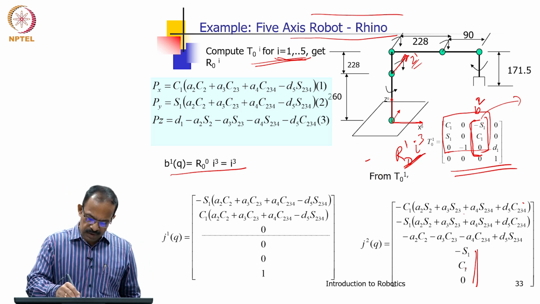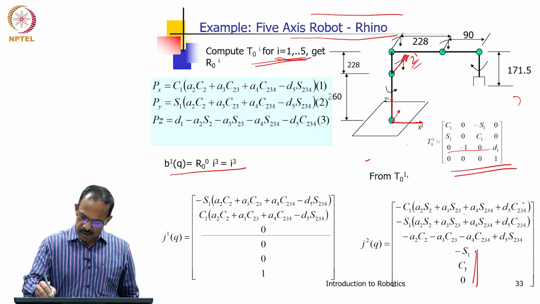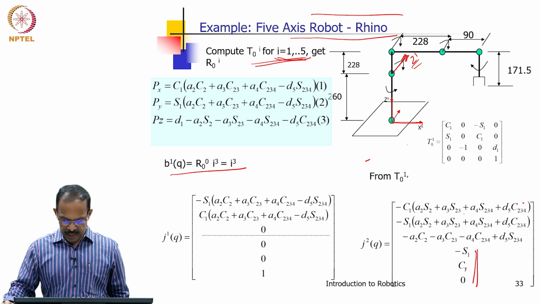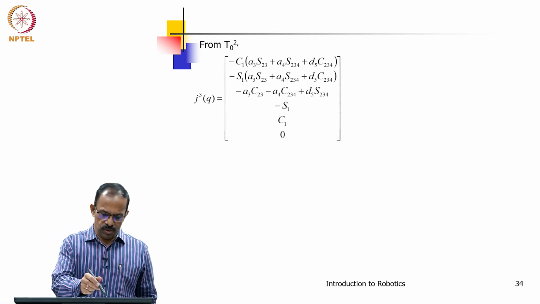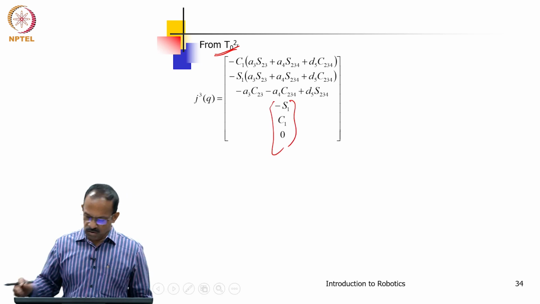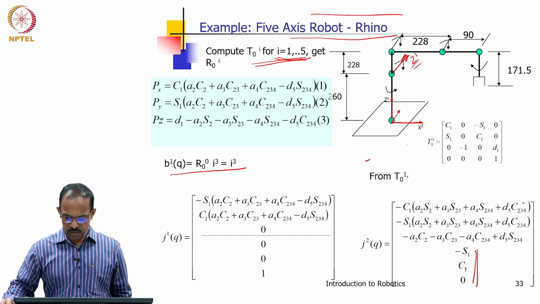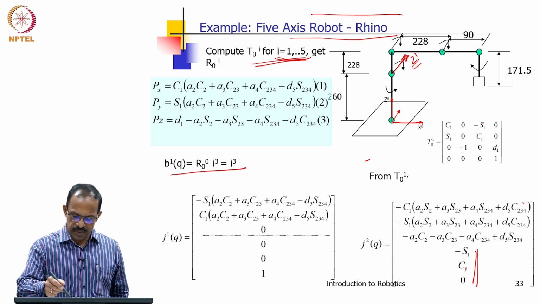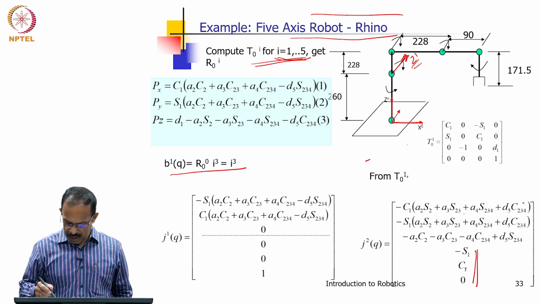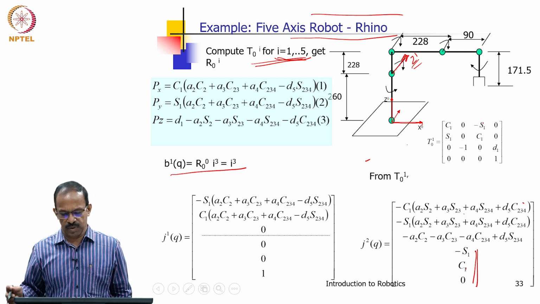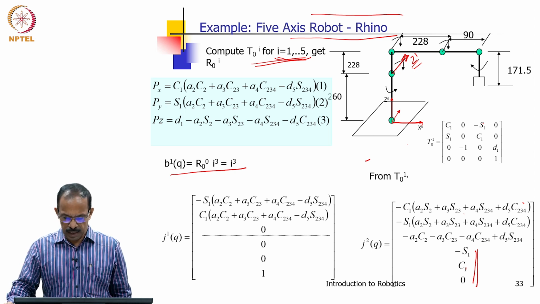The same will be repeated for B3, B4, B5. So, we took T01, now take T02. From T02 you will be getting minus S1 C1 0. You can see that this one is minus S1 C1 0, and the next one also will be minus S1 C1 0, because the orientation of Z2 is also the same as Z1. There is no change in orientation, so you will be getting it the same way.